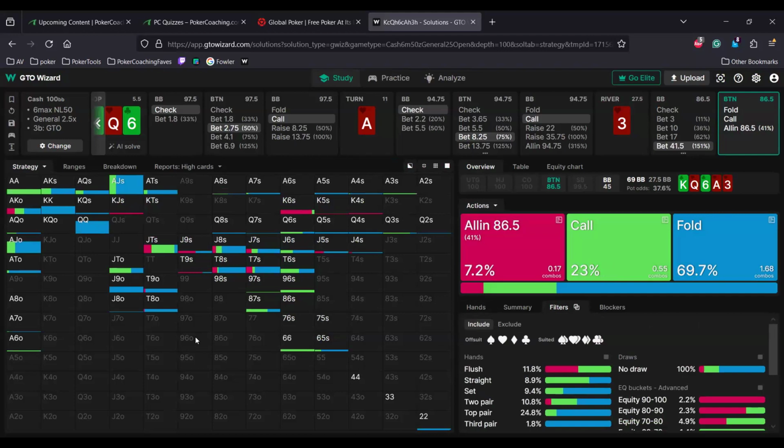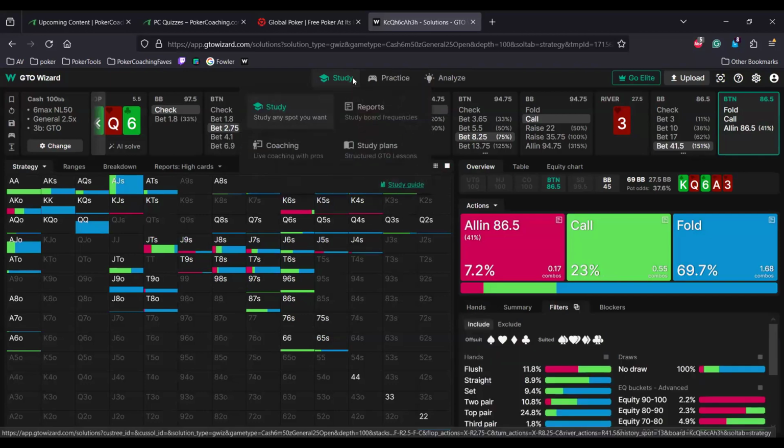And this is a big opportunity lost to make a value bet. But I don't think this is tight. This is nitty. Or scared. There's a difference.